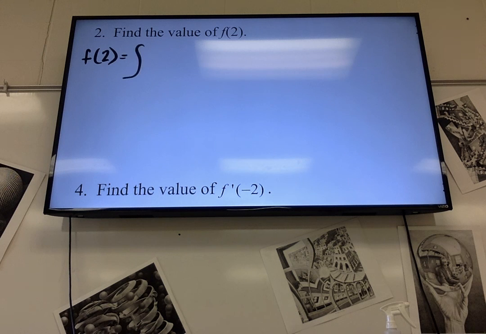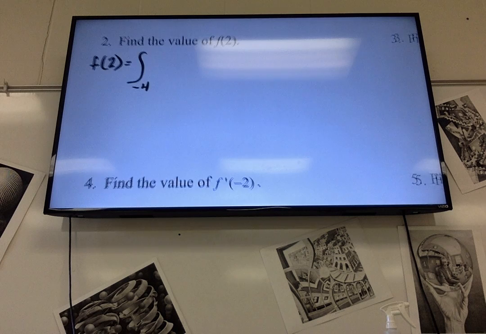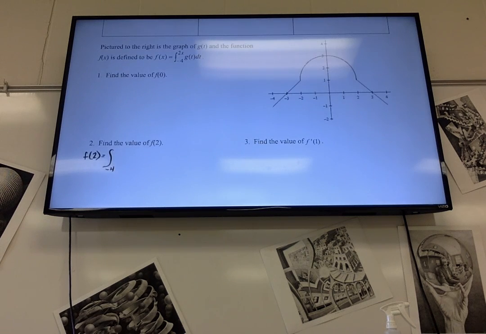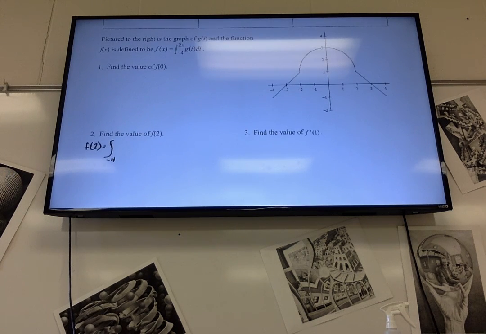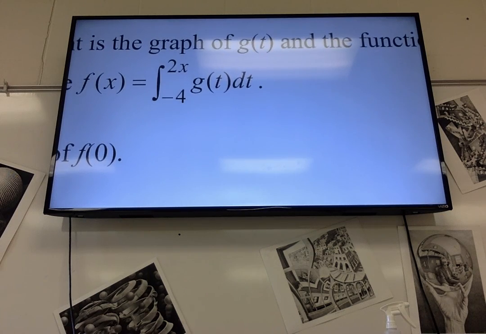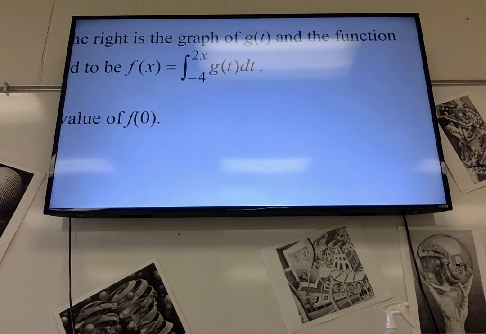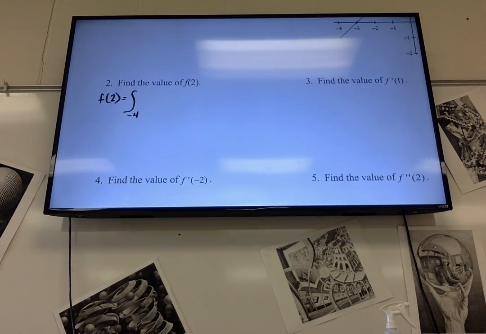So f of 2. We're going to plug it into that equation up at the top. So it's negative 4 to 4? Well, it is 2x, and we're trying to find f of 2. So 4. You probably did say that. I said that, I'm sorry.